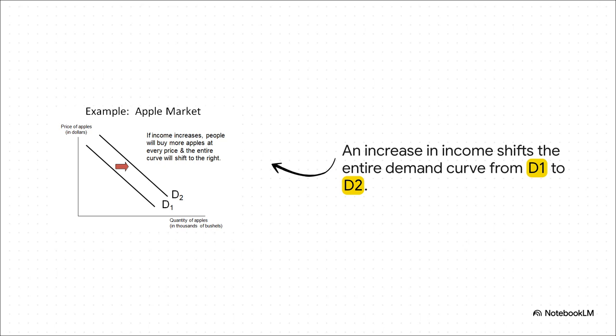And here's what that shift actually looks like. Let's say consumer income goes up. Well, that's one of those other factors, right? So it doesn't just move us to a different point on the original curve D1. No, it shifts the entire curve over to the right, to D2. And what this means is that at every single price point, people are now willing and able to buy more apples than they were before.